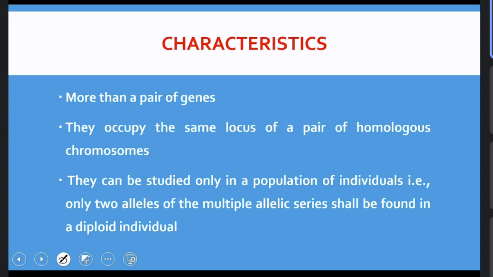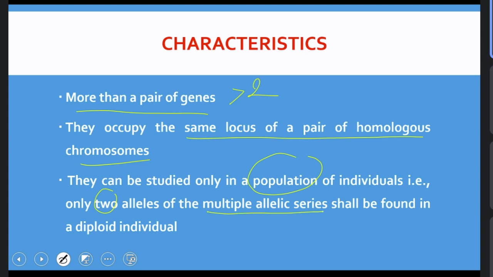So let us see the same in the form of characteristics. The first one is they are more than a pair of genes, that means they are more than two in number. They occupy the same locus of a pair of homologous chromosomes. They can be studied only in a population of individuals. That means only two alleles of the multiple allelic series, we call it a series, shall be found in a diploid individual. So we are referring to only diploid individuals, don't forget that.